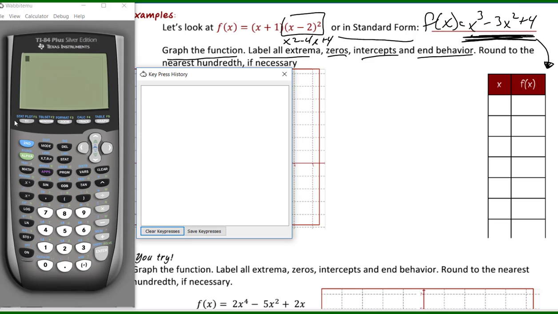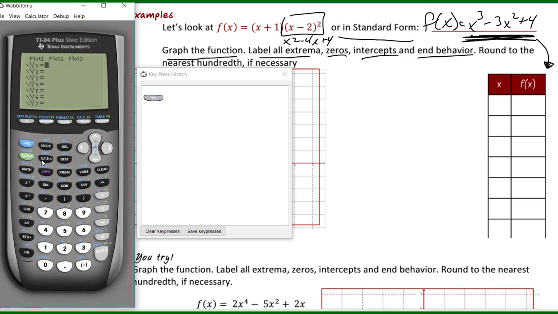You'll notice in the top left-hand corner you have a y equals button. Press that button. It brings up a bunch of different y sub 1, y sub 2, y sub 3. Those are equations that you can graph on this. You can graph more than 7, but right now it's showing 7 here. So I'm going to type in x to the third minus 3x squared plus 4.